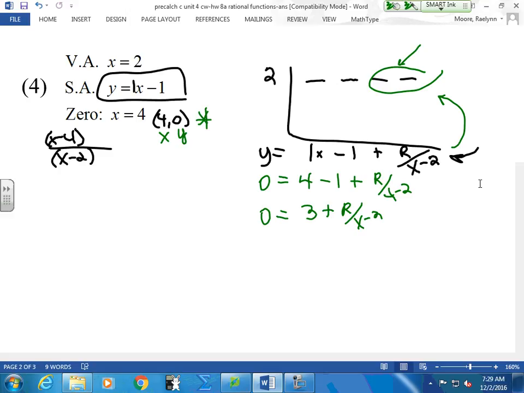Well, how would I solve for R in this case? How would I solve for R? Subtract 3. I can subtract 3 first. And multiply both sides by 2. Doesn't matter what order you did that in. So I found R. So I'm going to bring this guy over here.